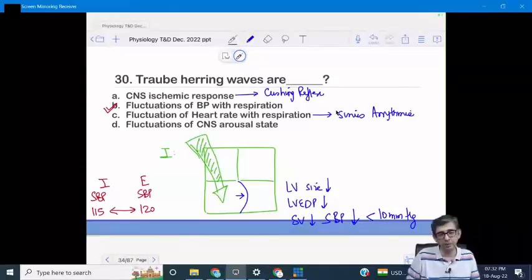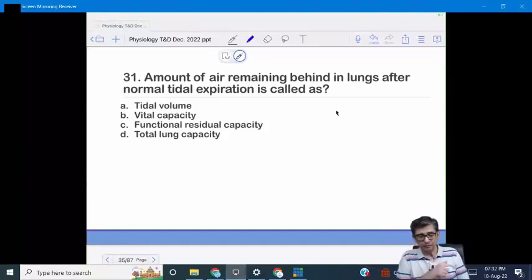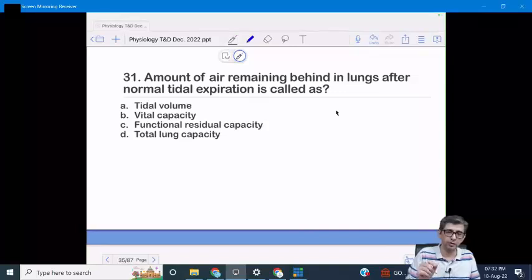It can be exaggerated in cardiac tamponade. That's true. Question 30 we have sorted. B, Traube-Hering waves, is fluctuations of BP with respiration.